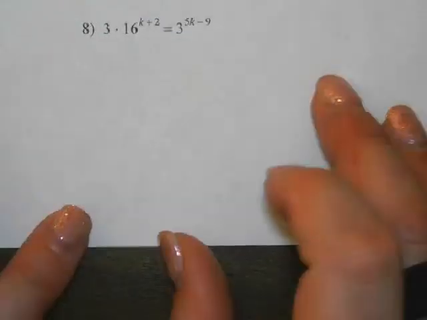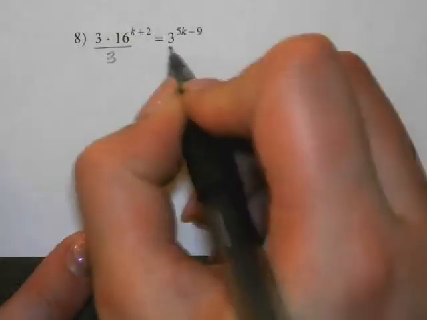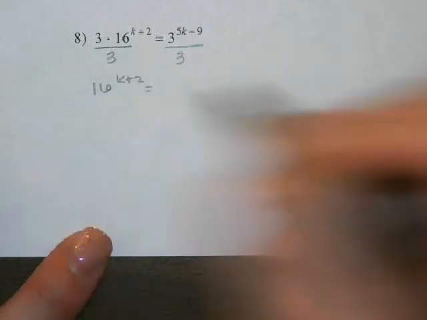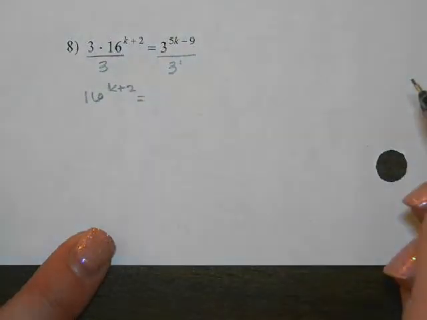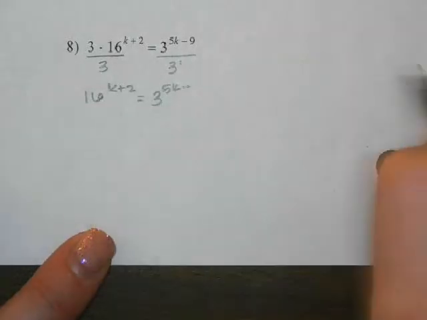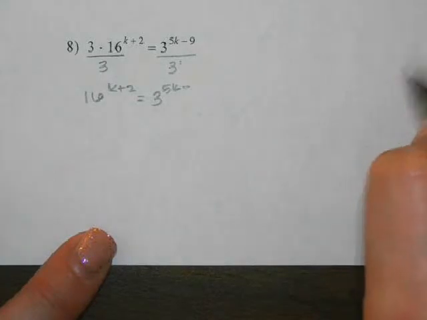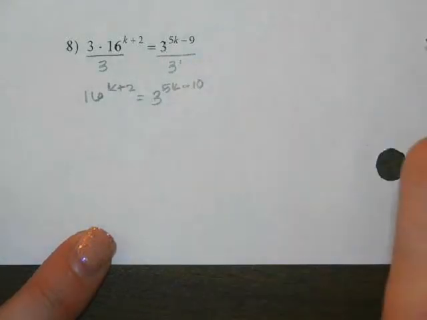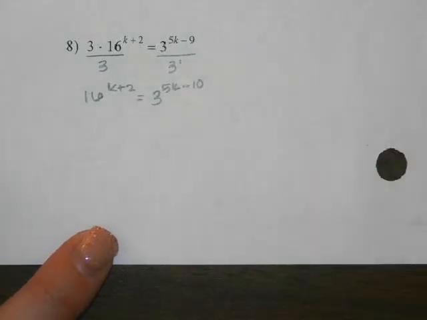All right, look at number 8. We're going to do the same thing. So we're going to divide by 3, divide by 3. I've got 16 to the k plus 2 equals, that's a 1. So what should I have on the right side? Yeah, 3 to the 5k minus 10, right? So 5k minus 9, and then we'd be subtracting that 1 off the end. Okay? All right, we're going to pause on the worksheet for now. We're going to go ahead and get our notes back out.